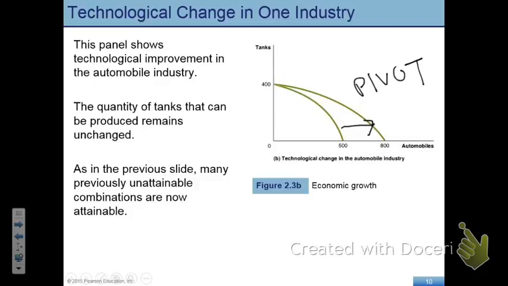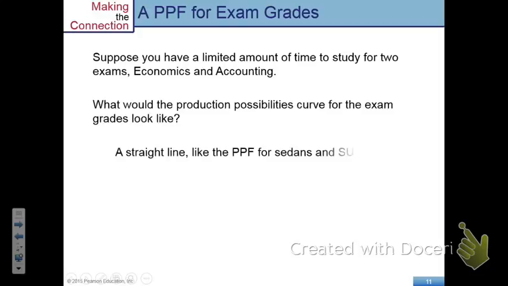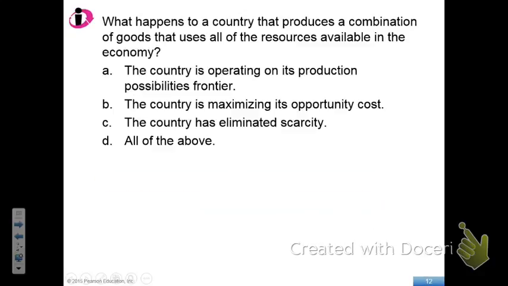Does anyone have any question? I want to quickly move to some questions. I'm skipping the PPF for exam grade. Please read that on your own. Let's look at this question.